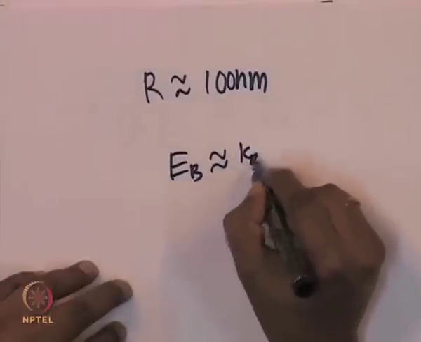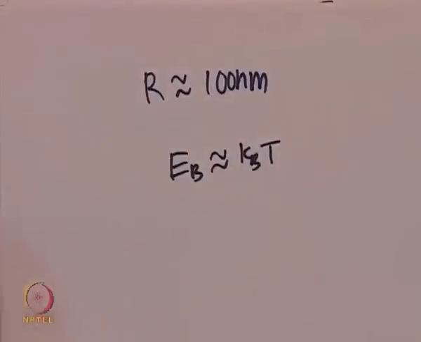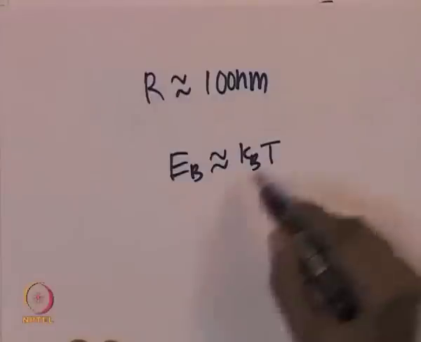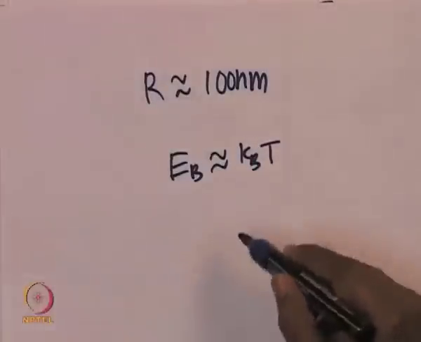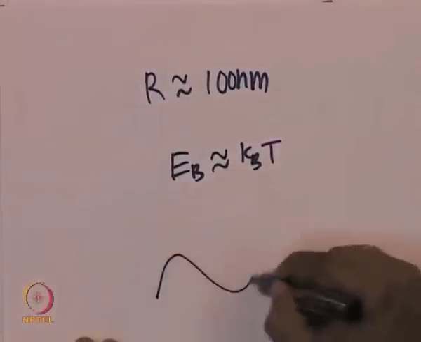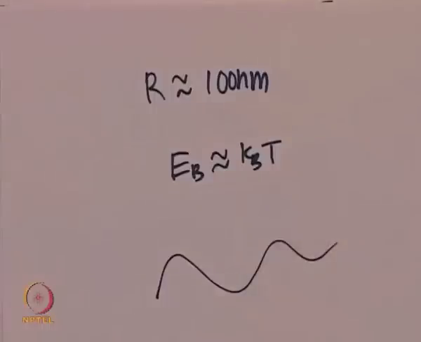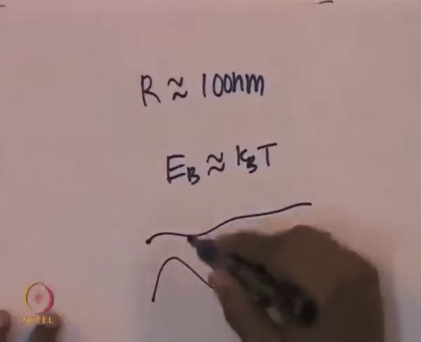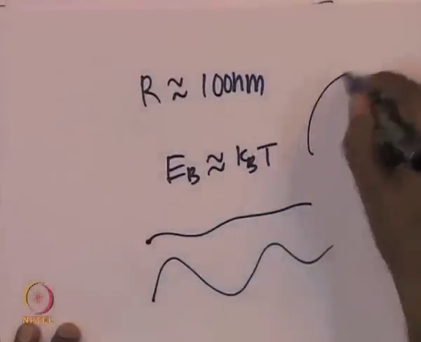comparable to kBT. That means that at that temperature, which is about 300 Kelvin, the DNA will start bending. So, DNA will not be straight anymore. If the DNA is of the length of 100 nanometers, it will start bending.